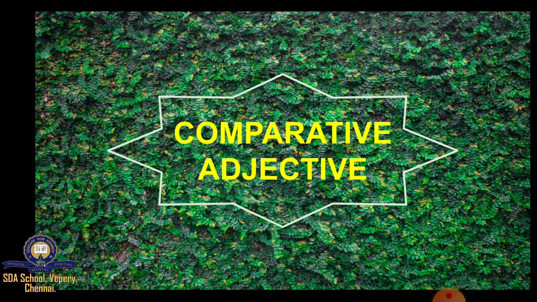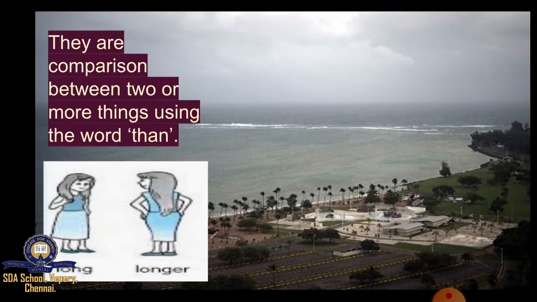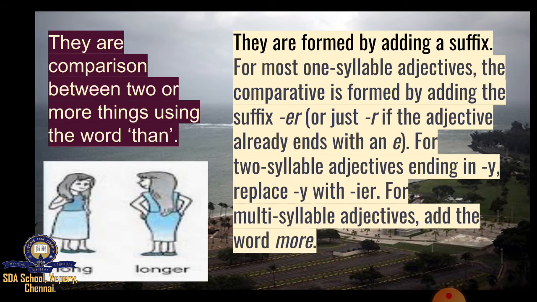So now let's move on to comparative adjective degree of comparison. So what is a comparative degree? They are comparisons between 2 or more things using the word than. So when you compare between two or more things, it's called a comparative adjective. So let's see the rules. These are formed by adding a suffix. When it's one syllable, you add the suffix er. But when it has two syllables ending with y, you replace it with ier. For multisyllable, you add the word more.